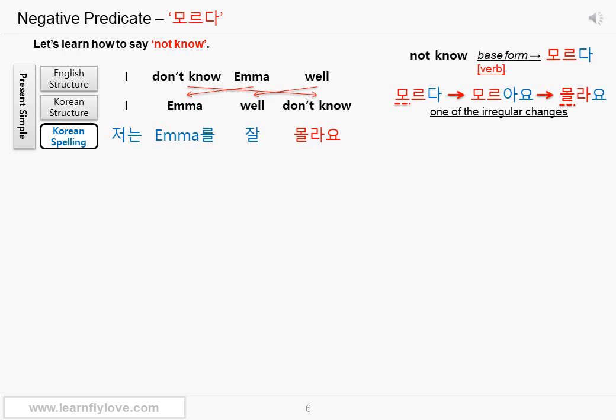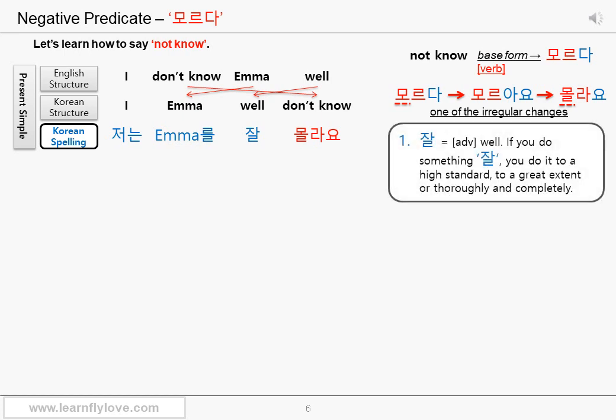저는 Emma. It's an object. Emma를 well, 잘. It's an adverb, which means well in Korean. If you do something 잘, you do it to a high standard, to a great extent, or thoroughly and completely. 잘. Okay? Not know. 몰라요. 저는 Emma를 잘 몰라요. I don't know Emma well.